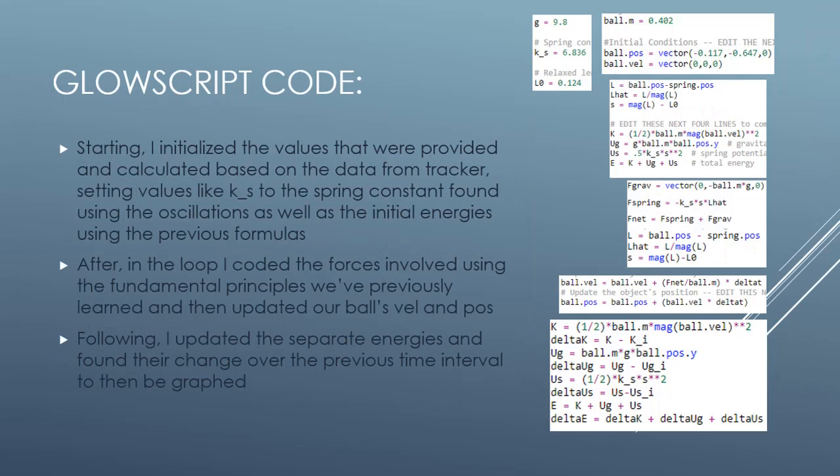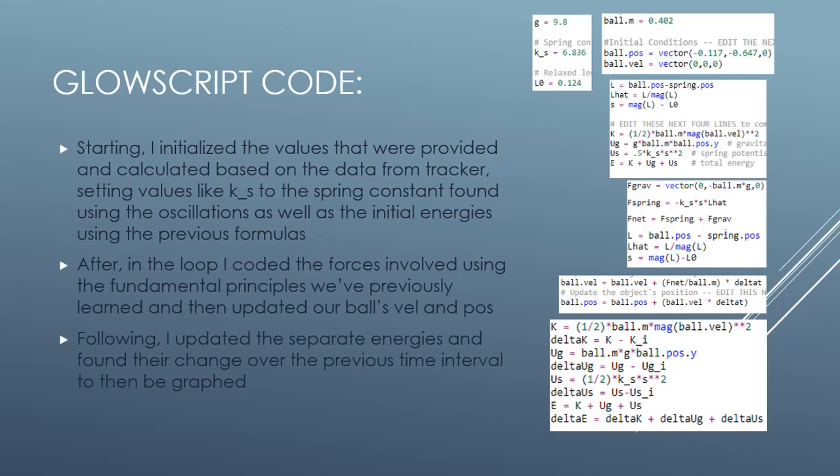Using this calculated information, I initialized variables like ball.m to be equal to their associated values, one of which is the initial position of the mass taken from the Tracker footage, which is equal to 0.117 in the x direction and negative 0.647 in the y direction. Following this, I used the energy formula shown earlier to calculate the initial energies involved in our system.